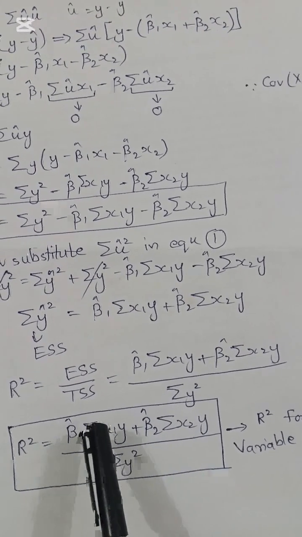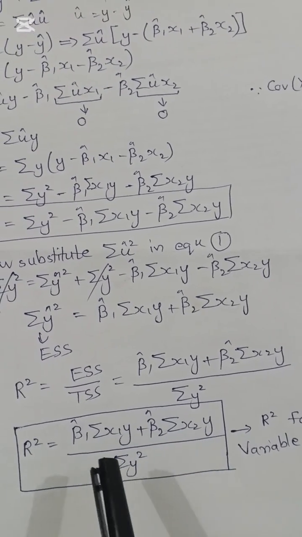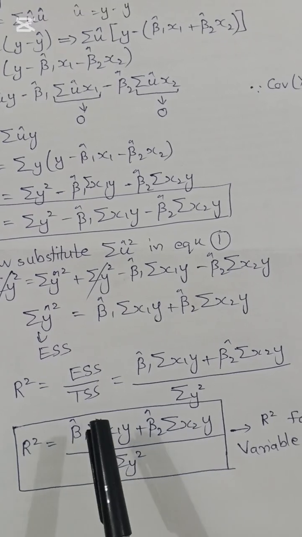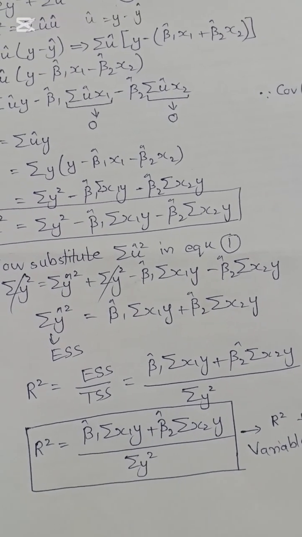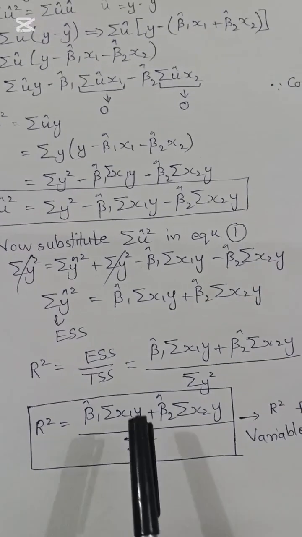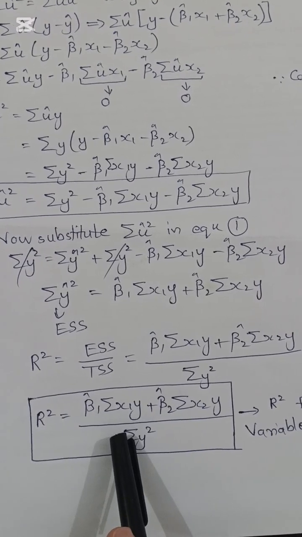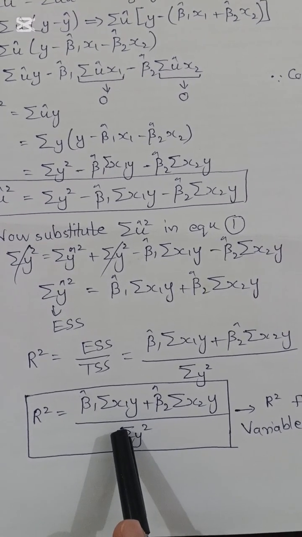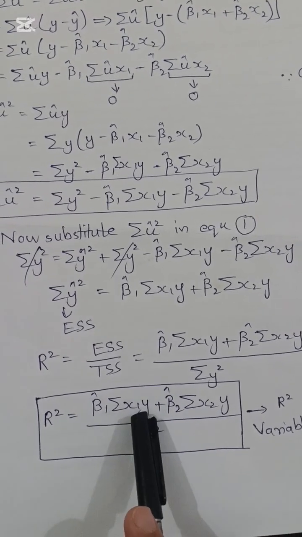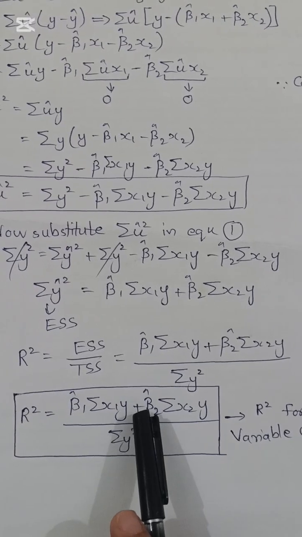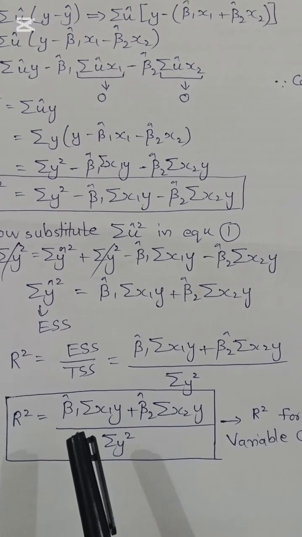Remember that all these x and y variables are in the deviated form. So you first need to convert the x and y variables into the deviation form, then we can find this r square formula. Note that when you find the coefficients of multiple linear regression, it becomes relatively easy to find the R square, because this term and this term, beta 2 hat and beta 1 hat, you have already found them.